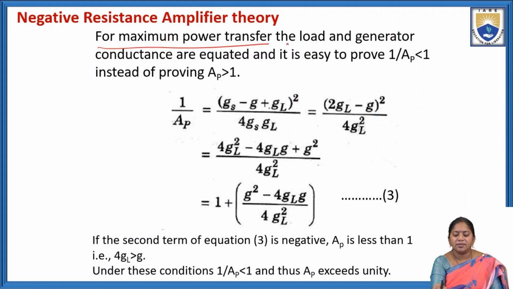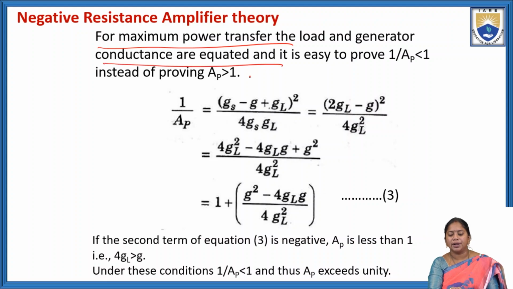For maximum power transfer, the load and generator conductances are equated, and it is easy to prove that 1 by AP is less than 1 instead of proving AP is greater than 1.